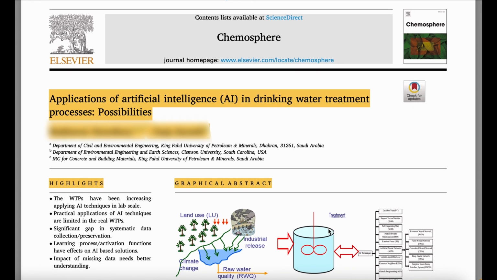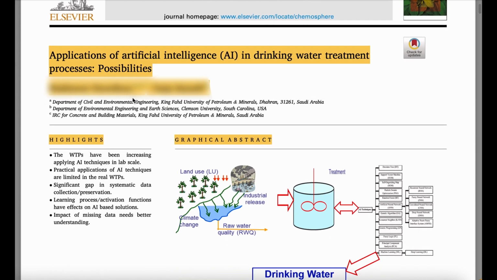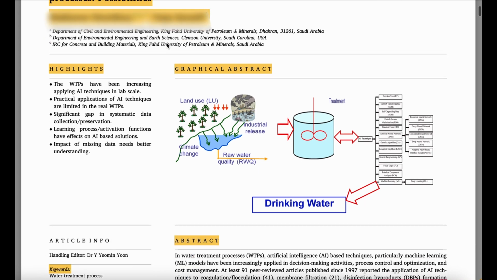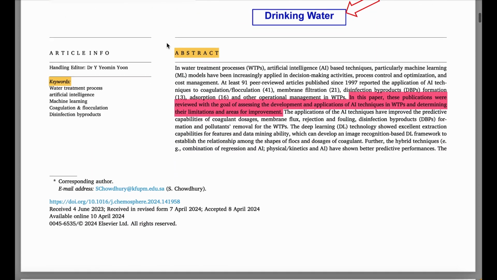And let's take a look first at the title. So it's the application of artificial intelligence, AI, in drinking water treatment processes, possibilities. So how do I know this is a systematic literature review? Well, the title doesn't really give an indication yet, but it gives me an indication about what the author's trying to find. So let's take a look at the abstract.